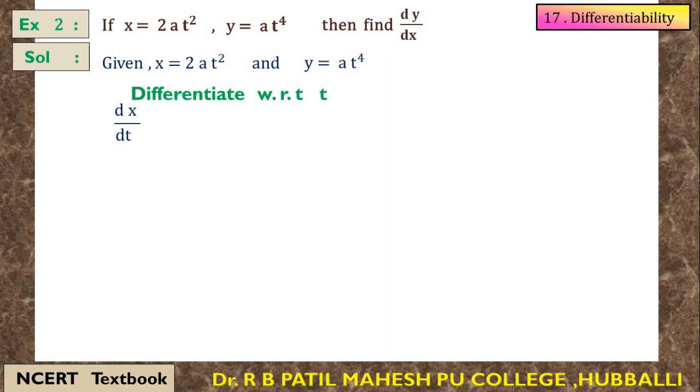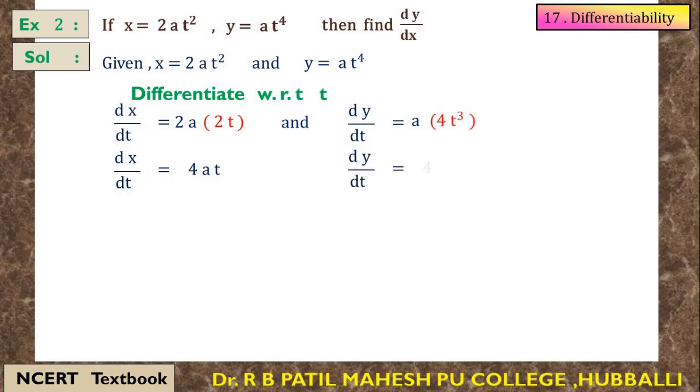So the left side becomes dx upon dt, and 2a is a constant, the derivative of t² is 2t. Simplifying this one, 4at. And for the y function, differentiating with respect to t, that is dy by dt, a is a constant, the derivative of t⁴ is 4t³. So rewriting this you will get 4at³.